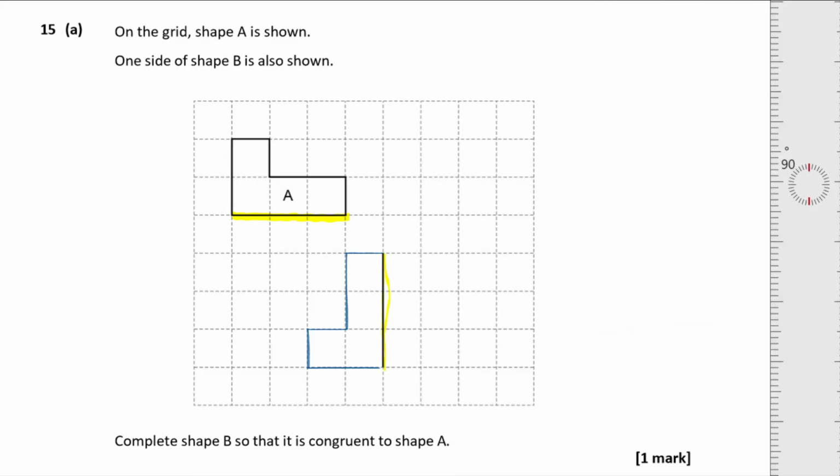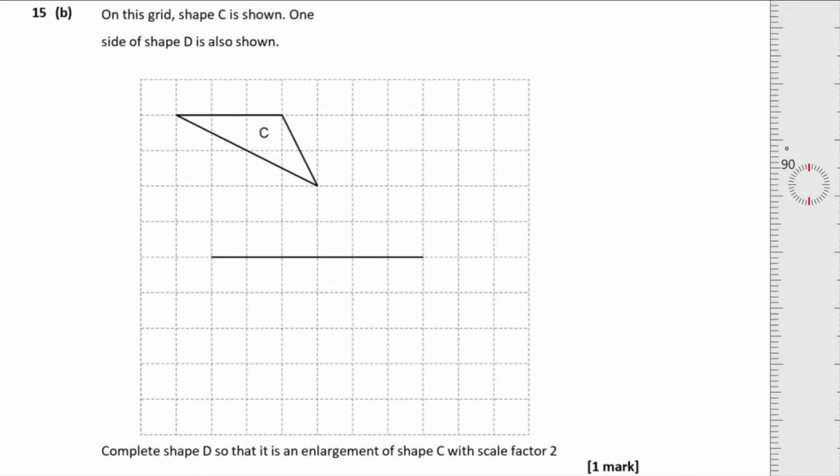Okay, so there's my L-shaped B, and let's call it B. Now, you could have had it in any other orientation as well. You could have drawn it this way up, or you could have drawn it the other way around, like this. Doesn't really matter because you can flip shapes over and they can still be congruent. As long as it's another L shape in any other orientation, that is fine.